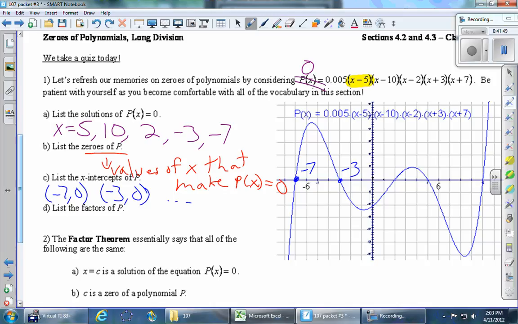Okay, and then finally the factors. This word factor, what operation does it correspond to? It's multiplication. Anytime you hear the word factor, it means there's multiplication lurking around. For example, what are the factors of 35? 5 and 7, right? Because 5 times 7 is 35. You see the word factor, it means there's a multiply happening.